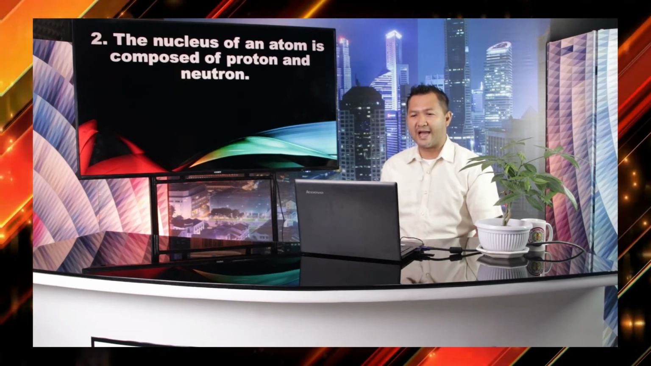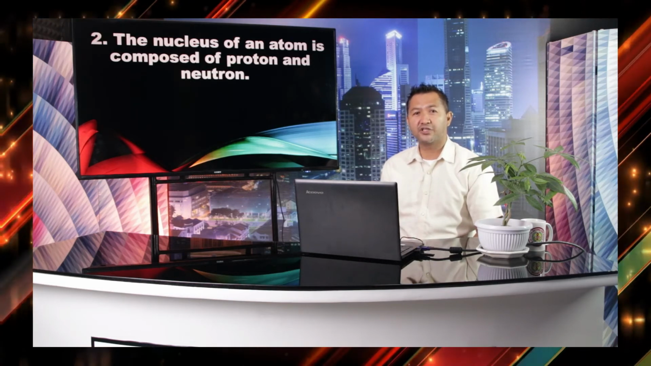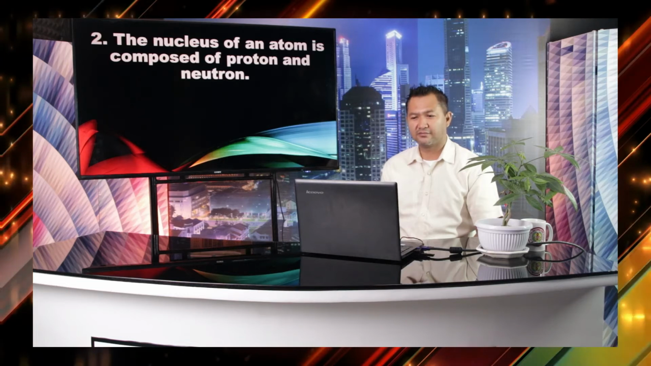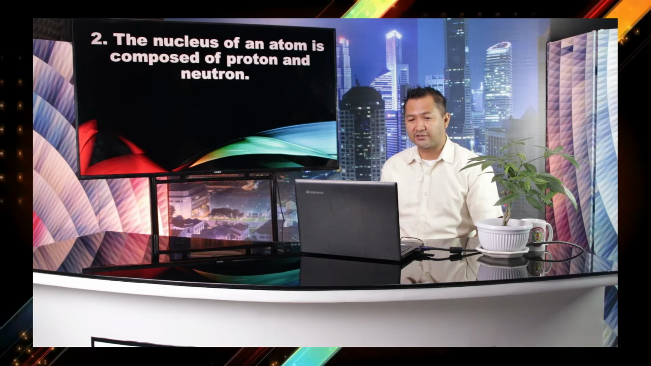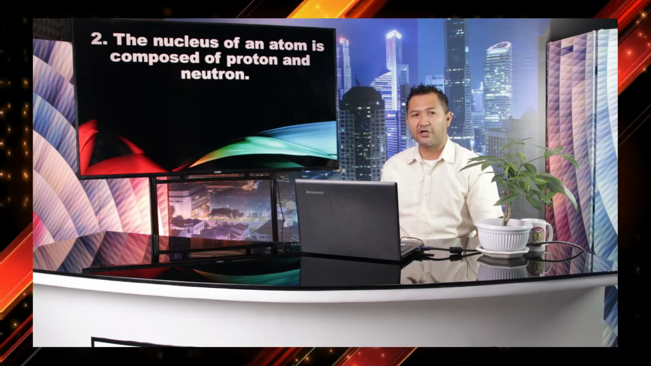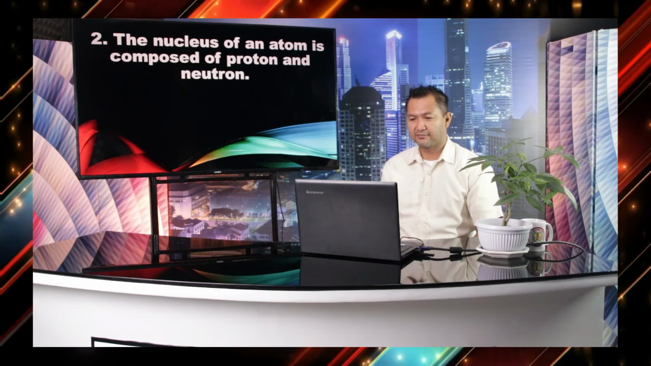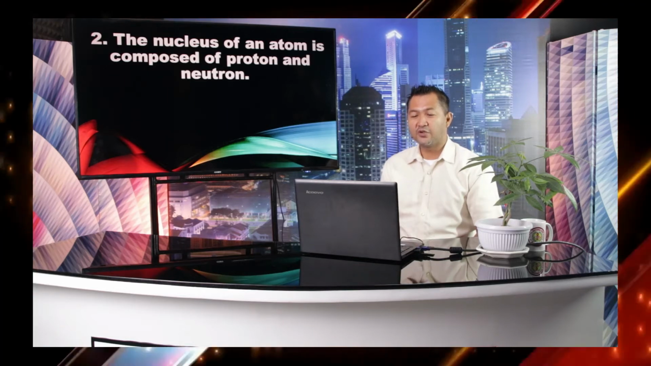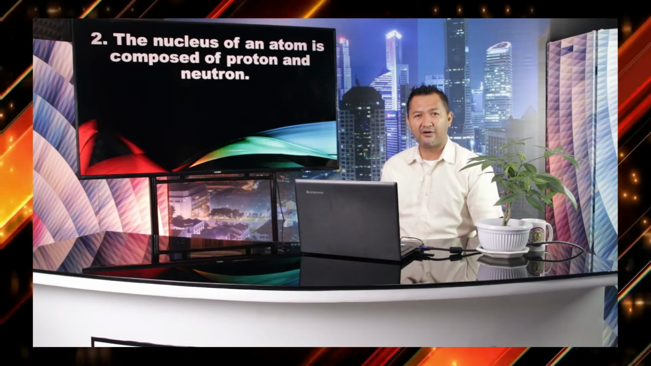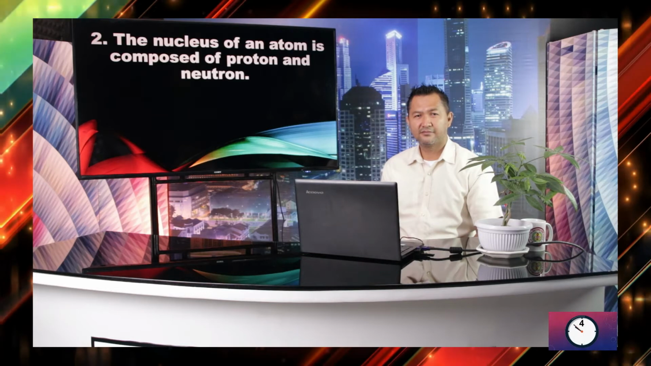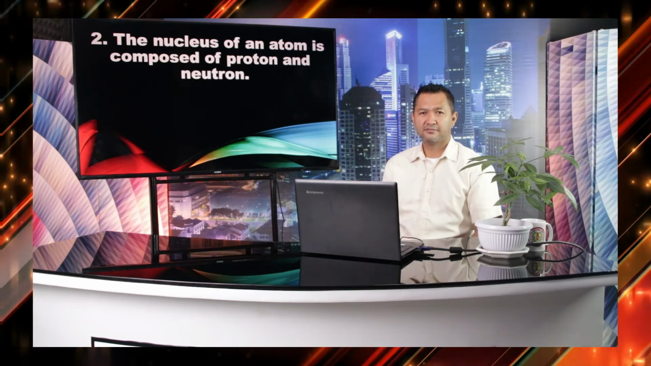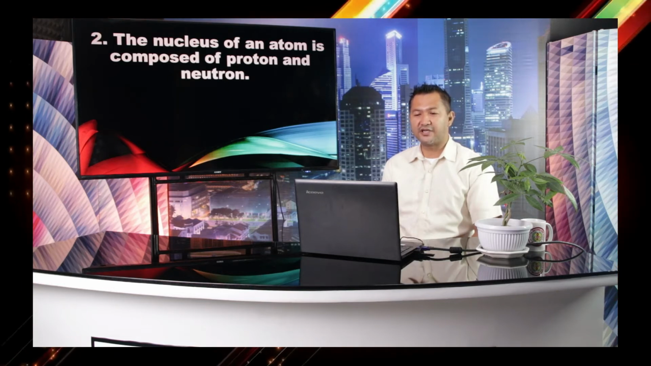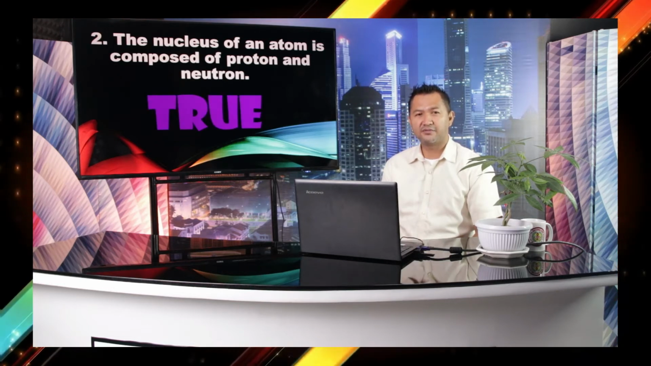Let's go to number 2. The nucleus of an atom is composed of proton and neutron. Again, the nucleus of an atom is composed of proton and neutron. True or false? Your time starts now. The correct answer is true.